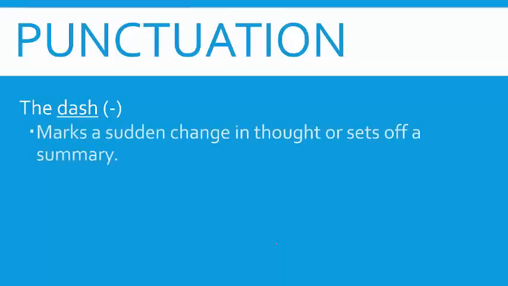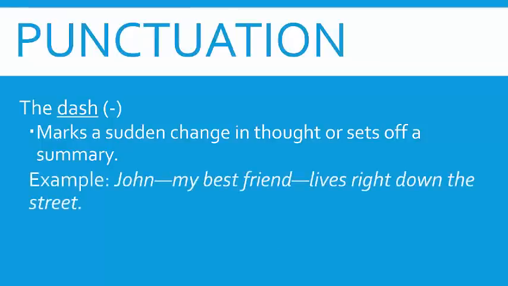Here we've got the dash, and what this does, it marks a sudden change in thought or sets off a summary. So an example: John, dash, my best friend, dash, lives right down the street. So it adds a bit of information right there. It's that sudden change in thought or a further explanation or sets off that summary.